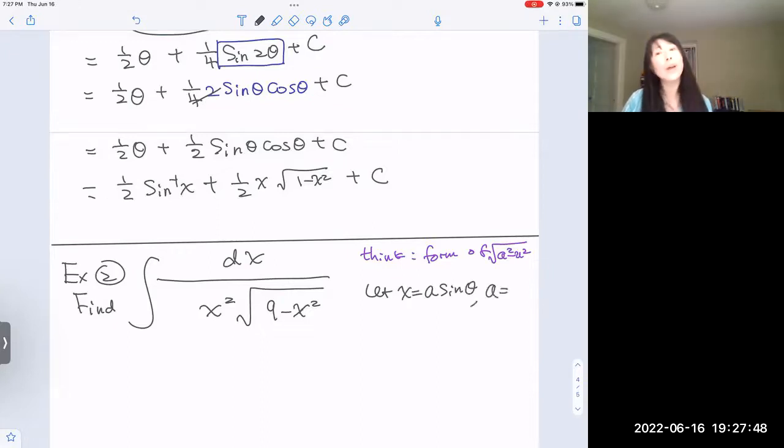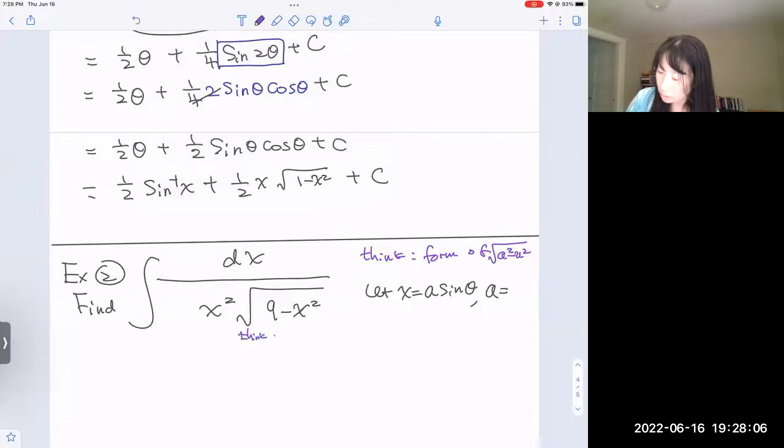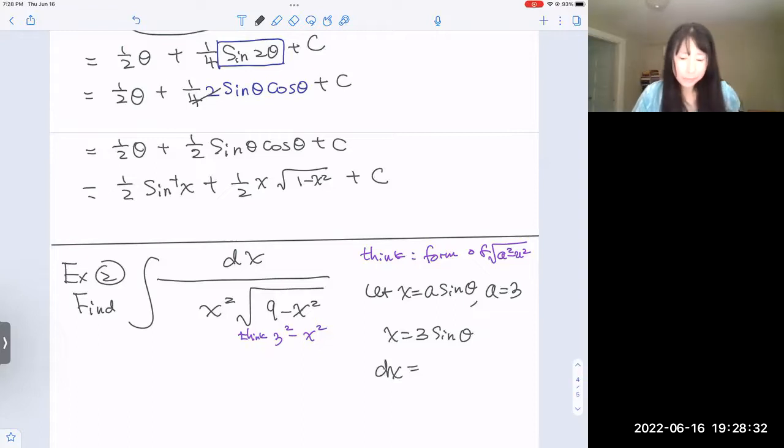What do you have for a in this case? 9 is a squared, so what do you get? 3, right? All right, then we have x equal to 3 sine theta. Okay. Derivative, what do you get? 3 cosine theta, very good.